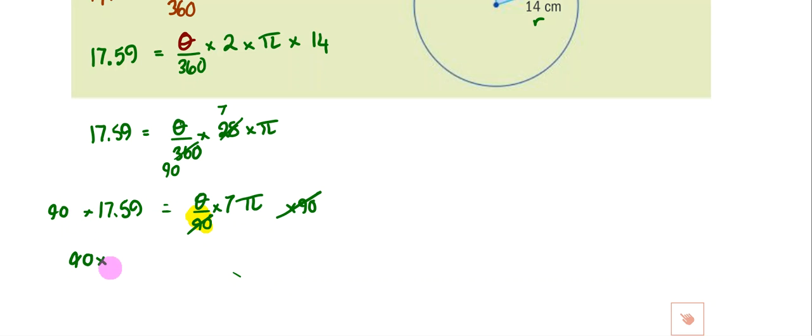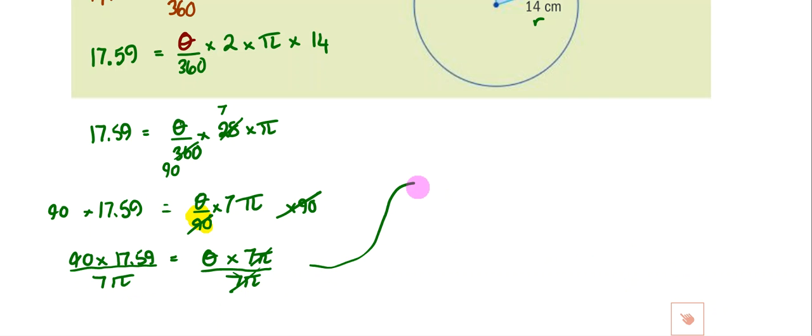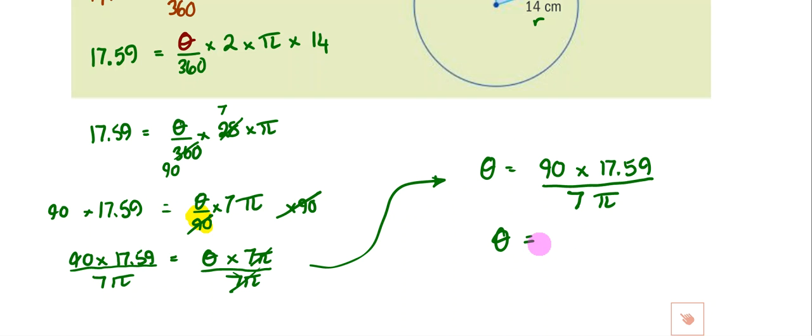But I do now have 90 times 17.59 is equal to, well, now theta has only been multiplied by 7 pi, because I've got rid of the divide by 90. What do we do now? Divide by 7 pi. So let's divide both sides by 7 pi. That gets rid of that one, makes it 1, and this side becomes divided by 7 pi as well. So, leading on from that, my final answer will be theta is equal to 90 times 17.59, all divided by 7 pi, which now you can chuck into your calculator.